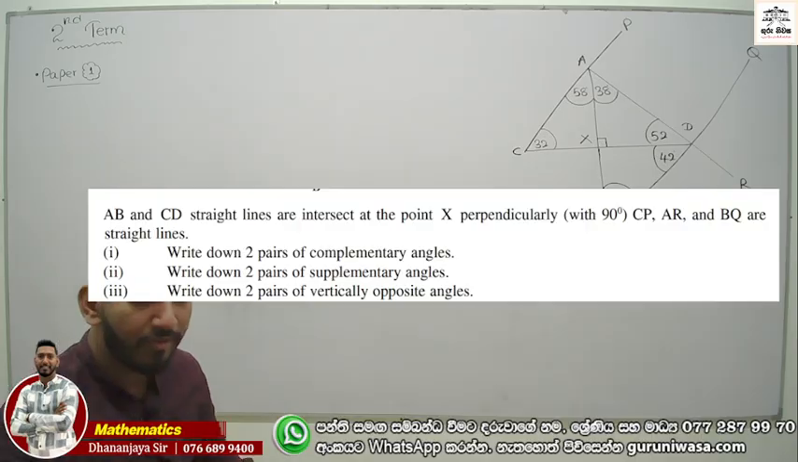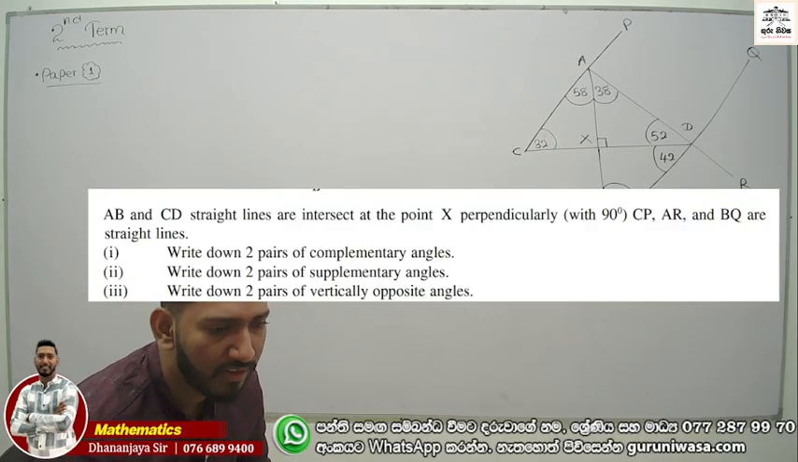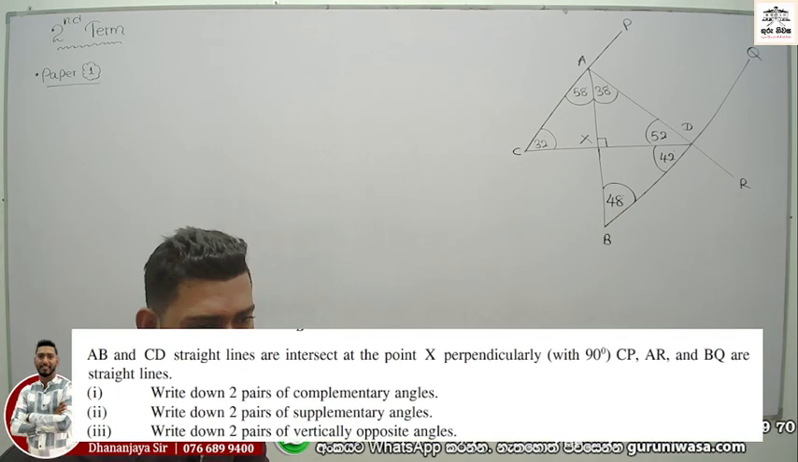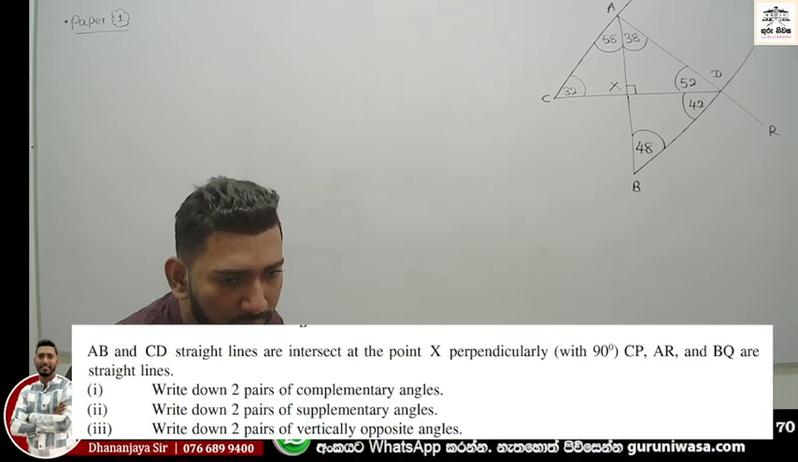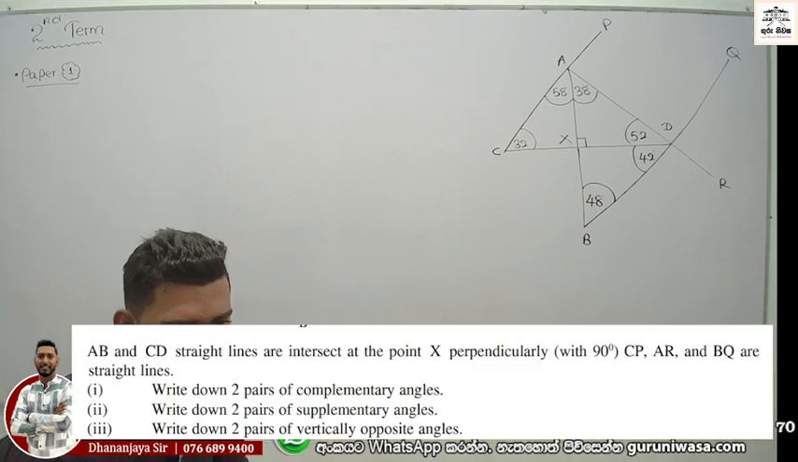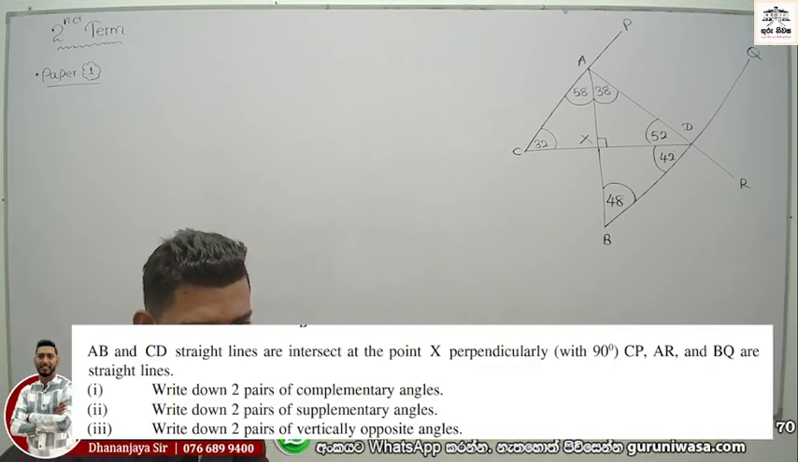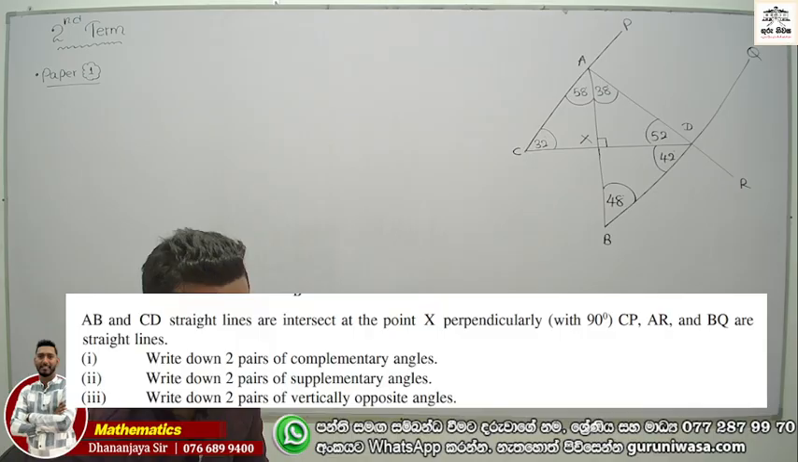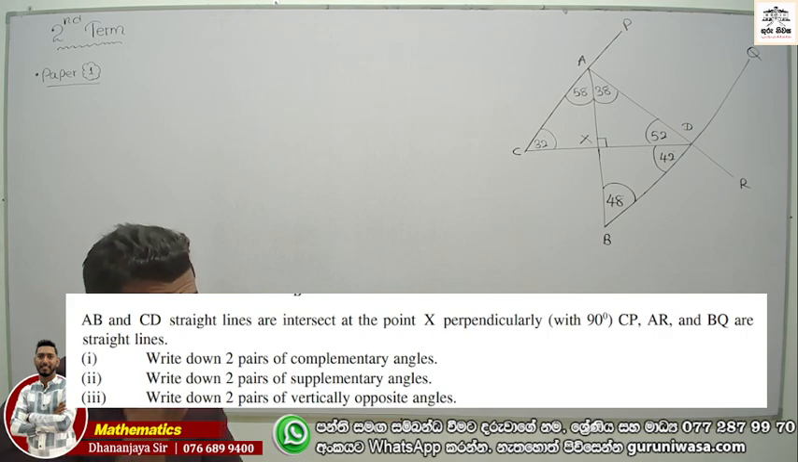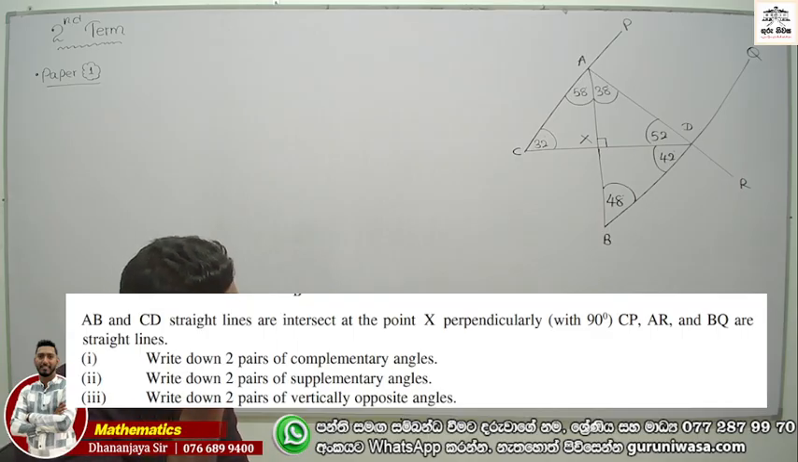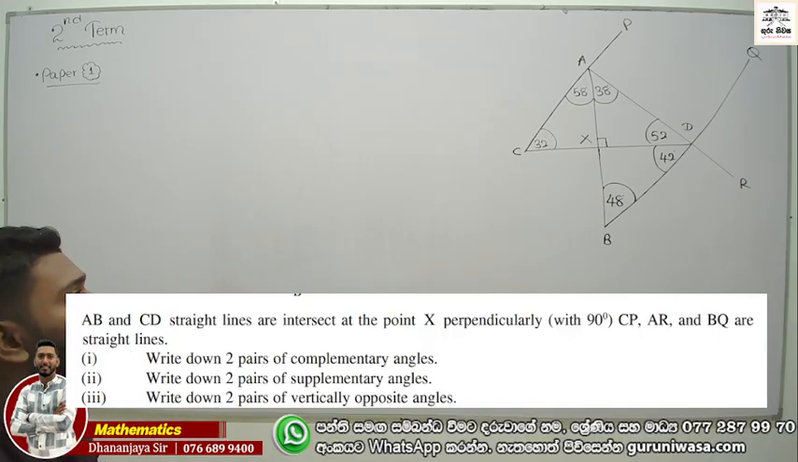Right. Now find the answers. Write down the answers neatly, they come quickly. Write down the two pairs of supplementary and complementary and vertically opposite angles. Let's see the answers.